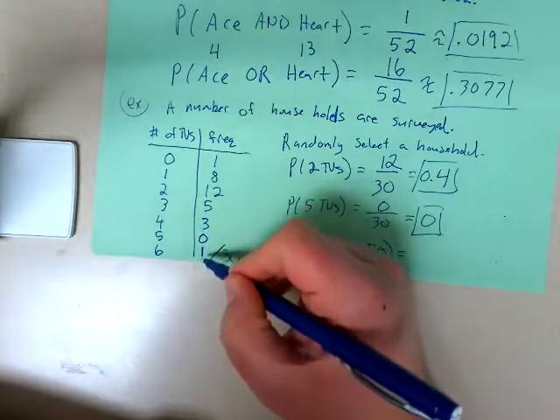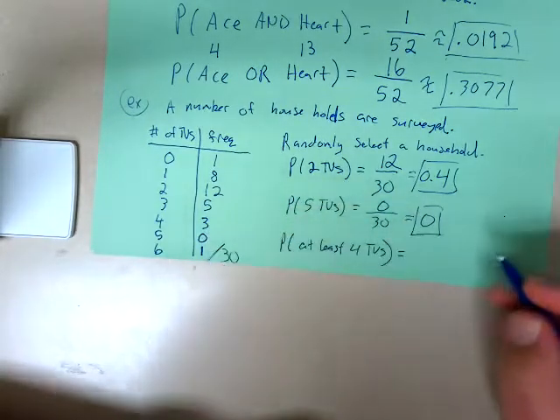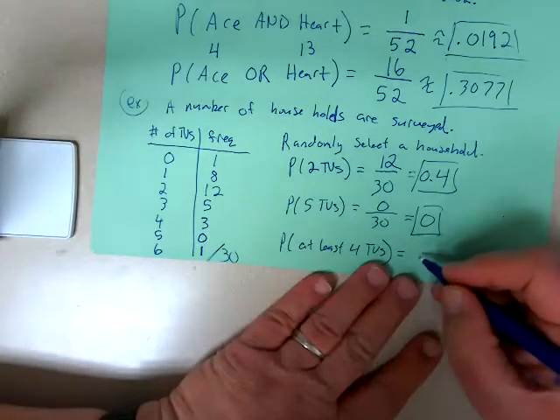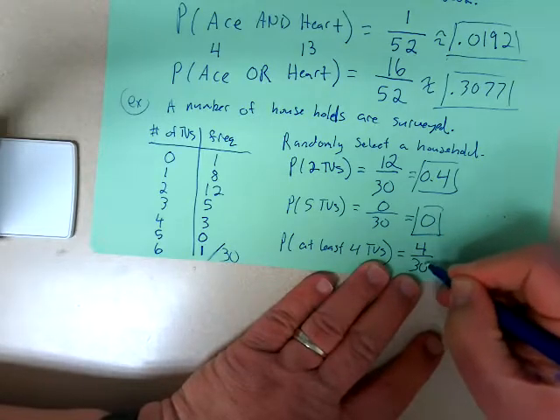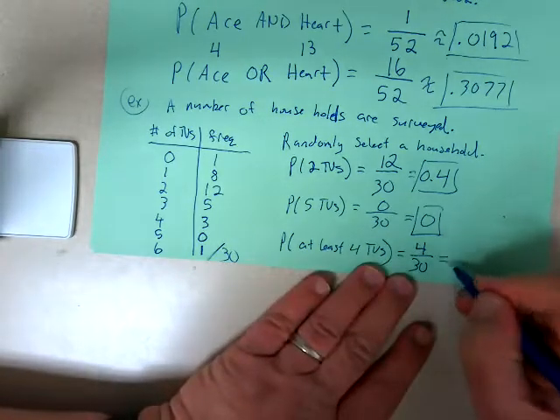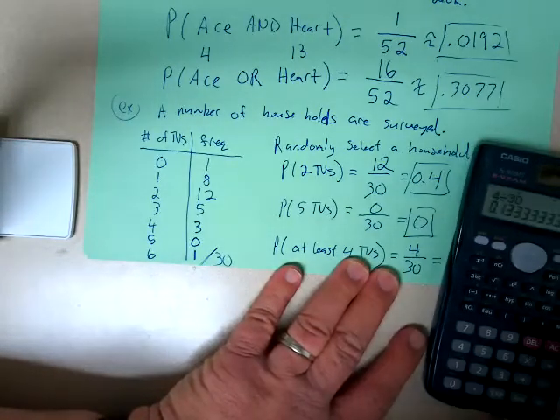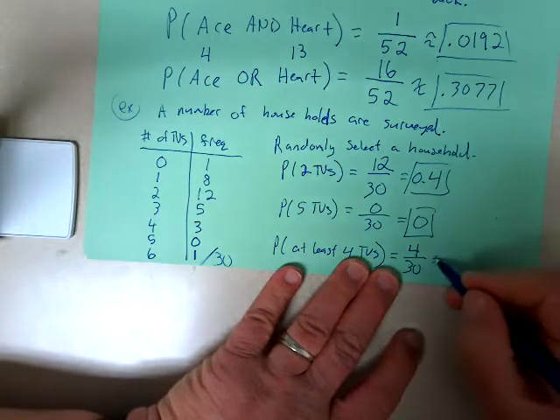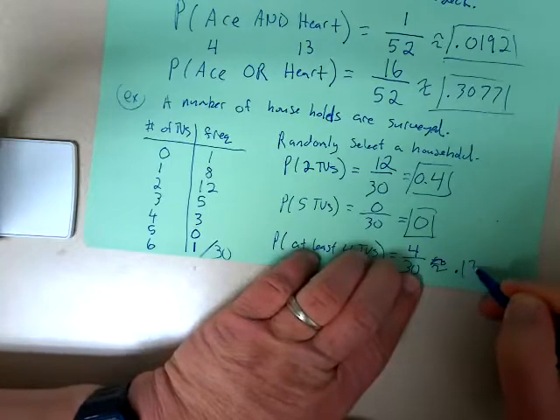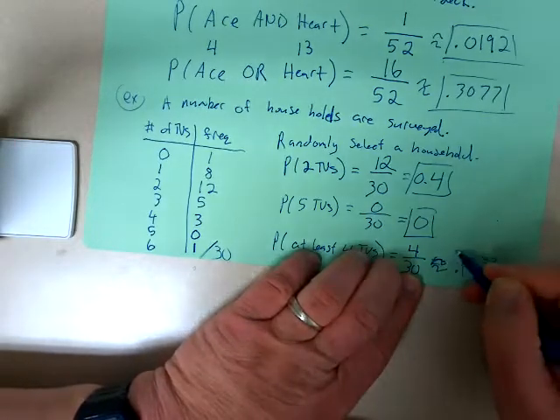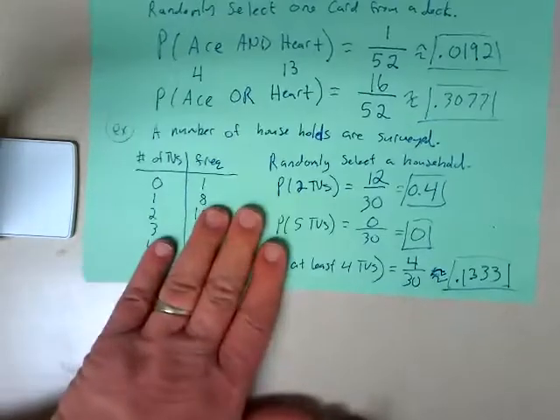Well, in this case, there's only 4 people that have, I'm adding the 3, the 0, and the 1. And so there would be 4 out of the 30 people that have at least 4 TVs. And I would get 4 divided by 30. It's approximately 0.1333. Okay? And that would be the probability that they have at least 4.